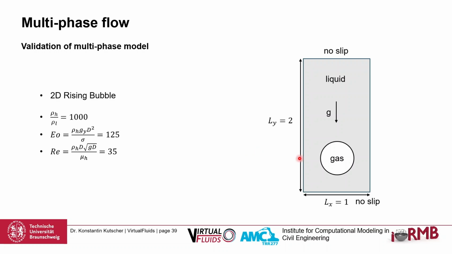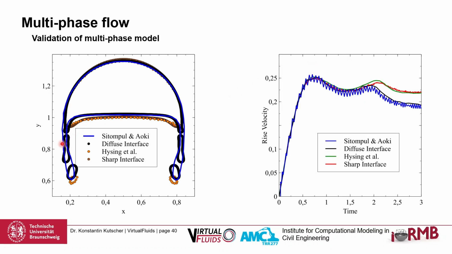In this case, the bubble should go up, and it has a specific shape. Here is the rise velocity of this bubble, and this more or less also matches other simulations, with other methods for this case.